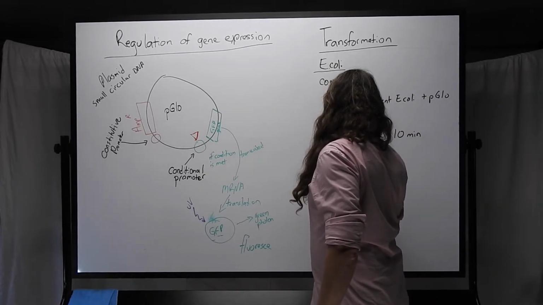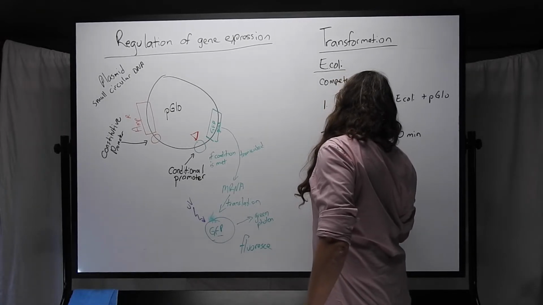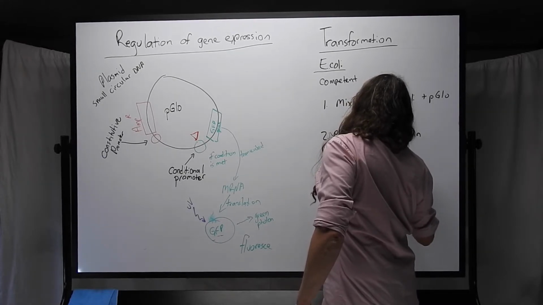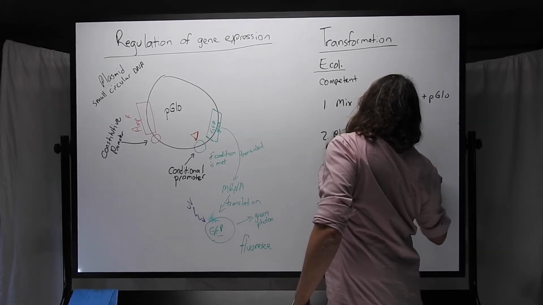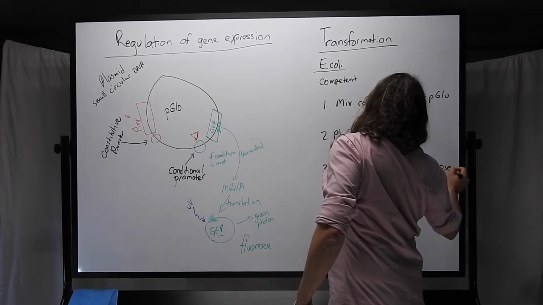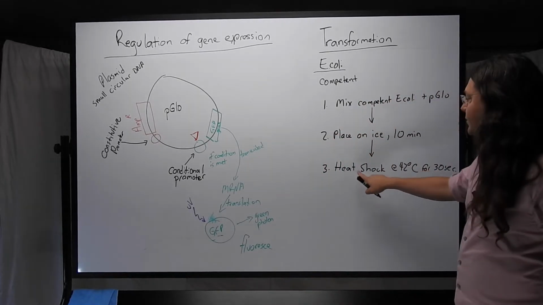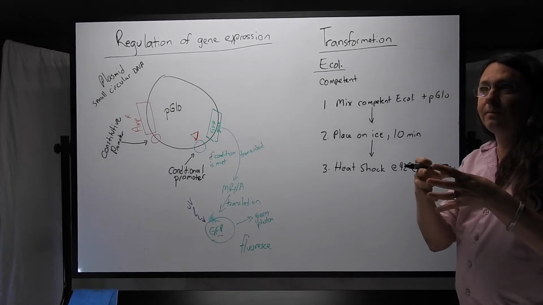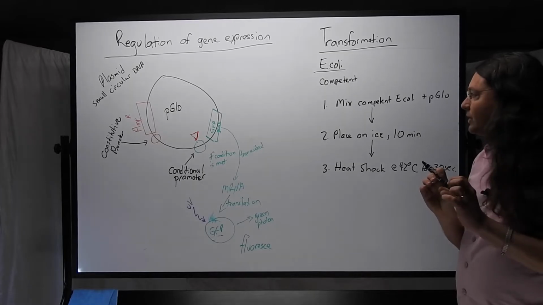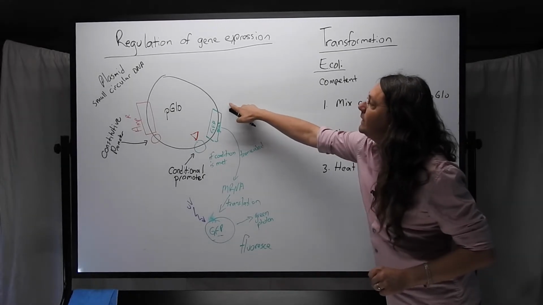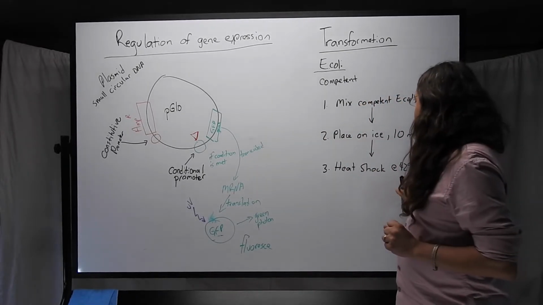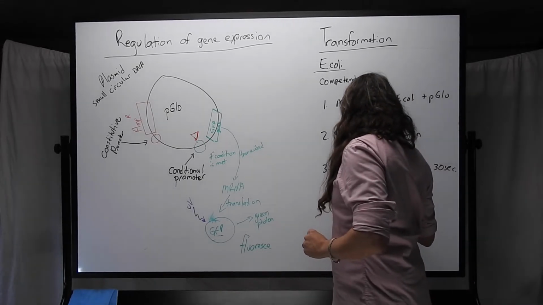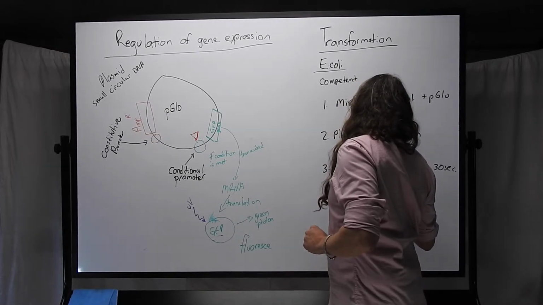The next step is to heat shock the cells at 42 degrees Celsius for 30 seconds. Okay, so we heat shock at 42 degrees for 30 seconds, and what is happening is that the membrane melts and the cell wall melts just a little bit so that the pGlow can enter into the cell. So it's during this step that the pGlow is going into the cell.